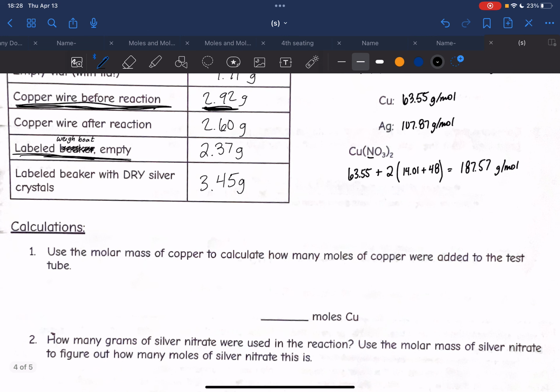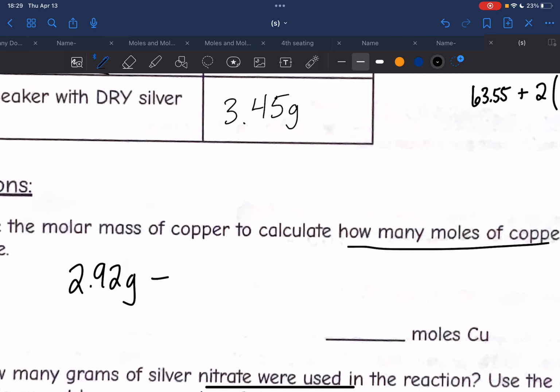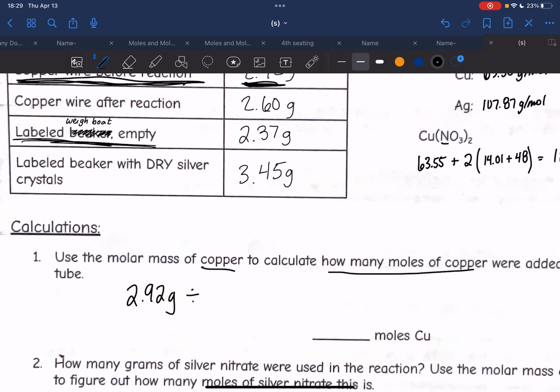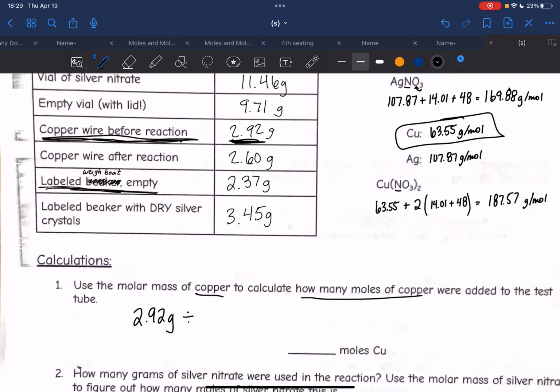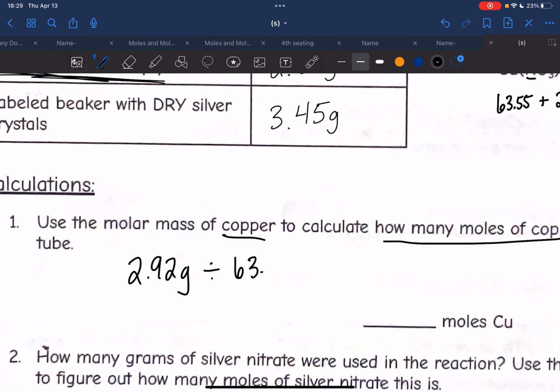So I'm going to take 2.92 grams. That's my starting number here. And I want to calculate how many moles of copper that is. So if we look at your periodic table, you should have written that in order to get from grams to moles of a substance, all we do is divide by the molar mass. So I'm going to divide by the molar mass of copper, which we already wrote down, is 63.55 grams per mole.